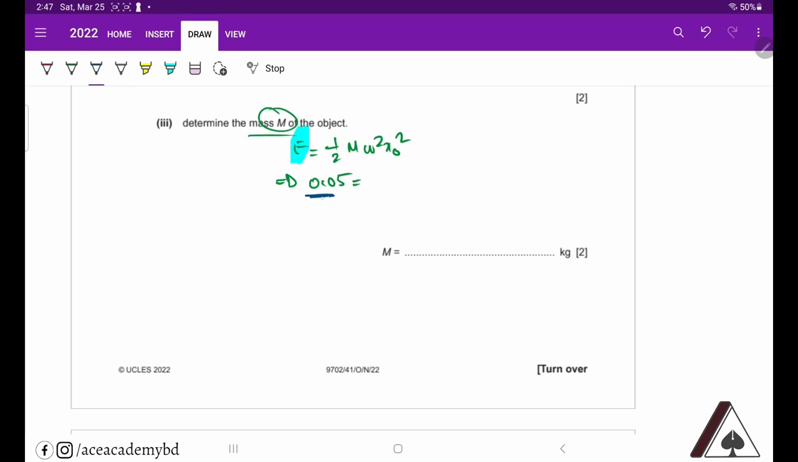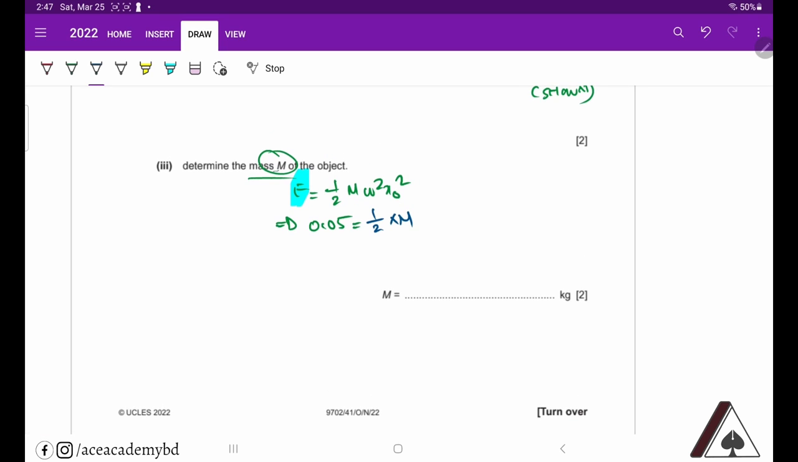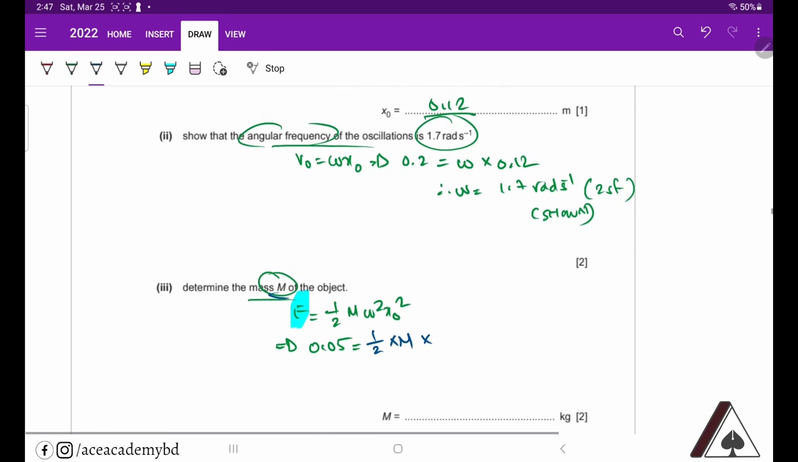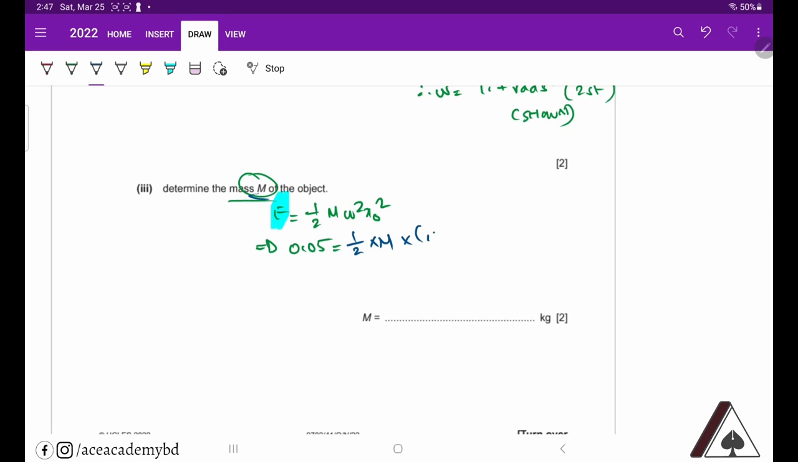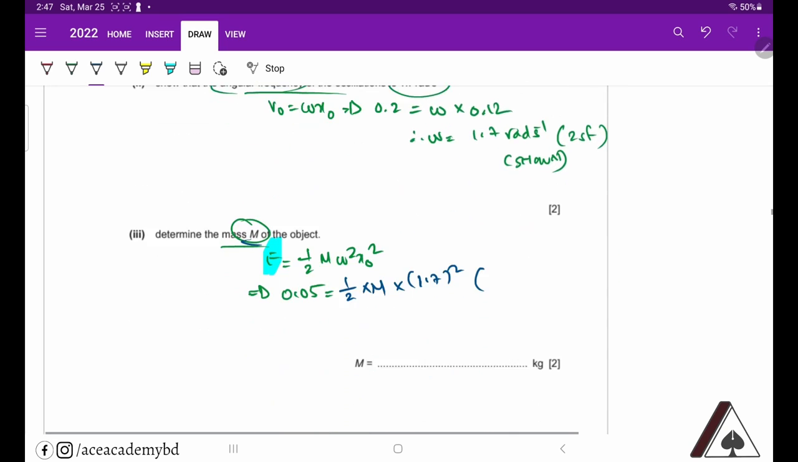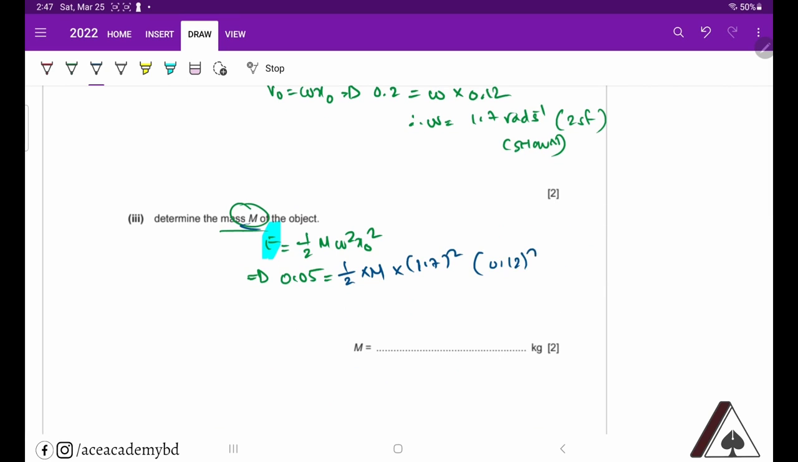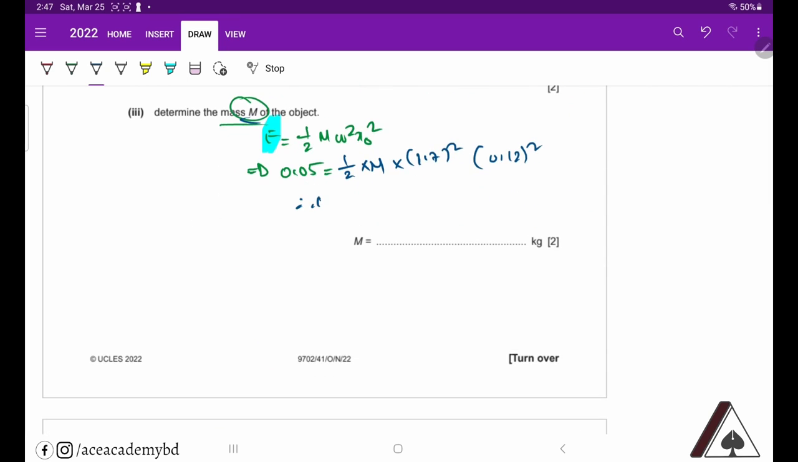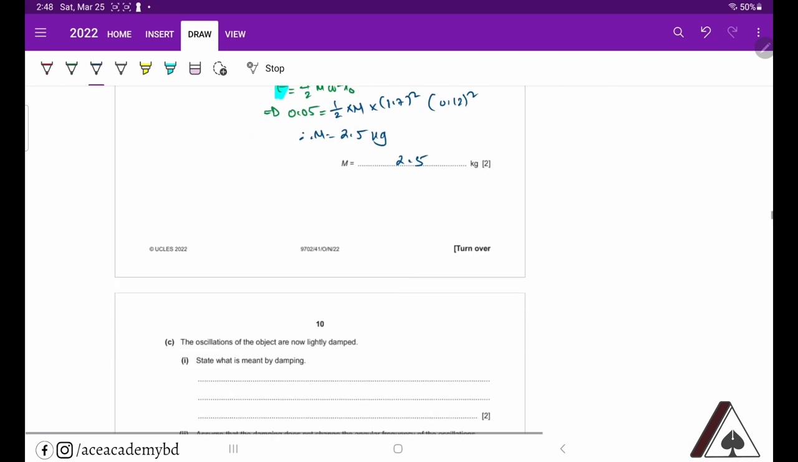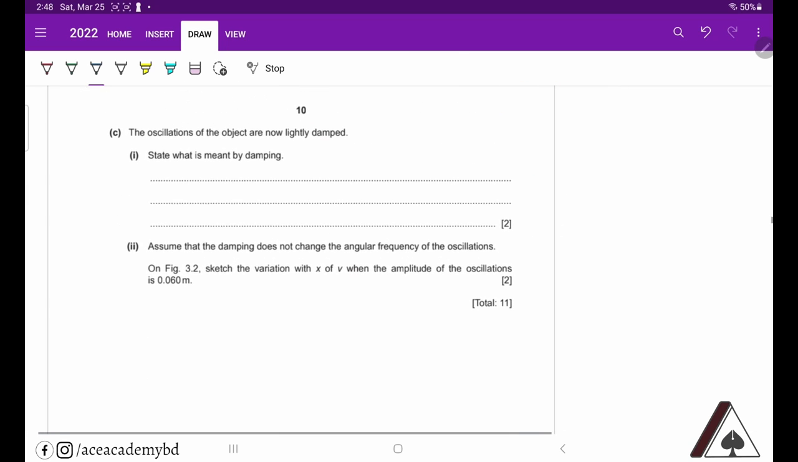So we can directly write the maximum energy as 0.05 equals half times M, which we have to find, times omega, which we have already found as 1.7 from the last part, and x naught, as we know, 0.12 squared. Now if we calculate M from here, this is going to give us 2.5 kilograms, in two significant figures. So that's our answer. Okay, now moving on to our next part.